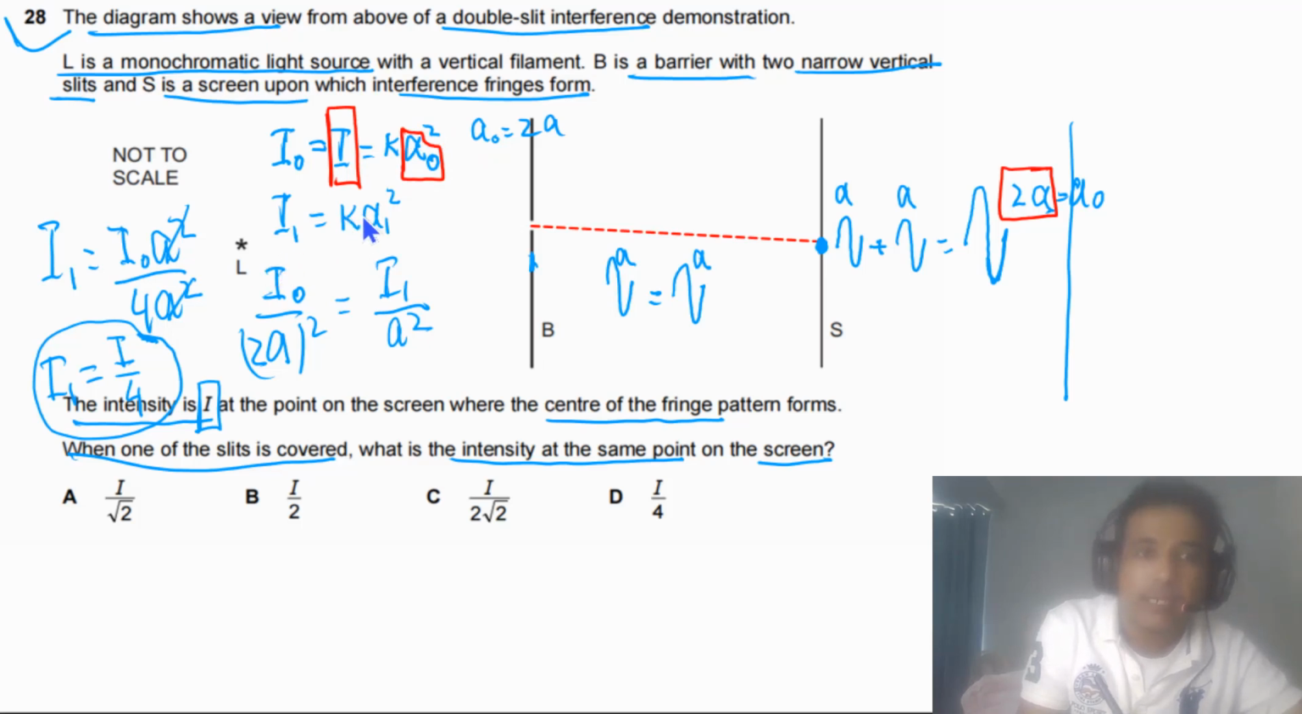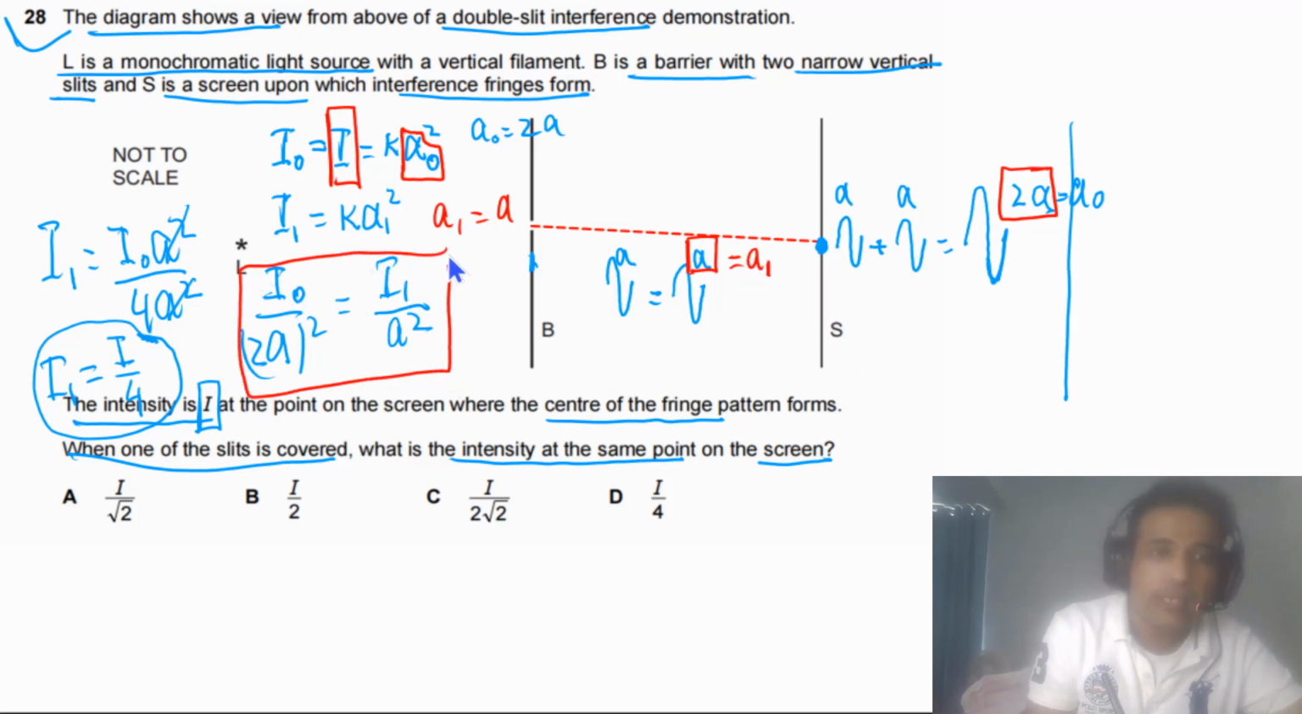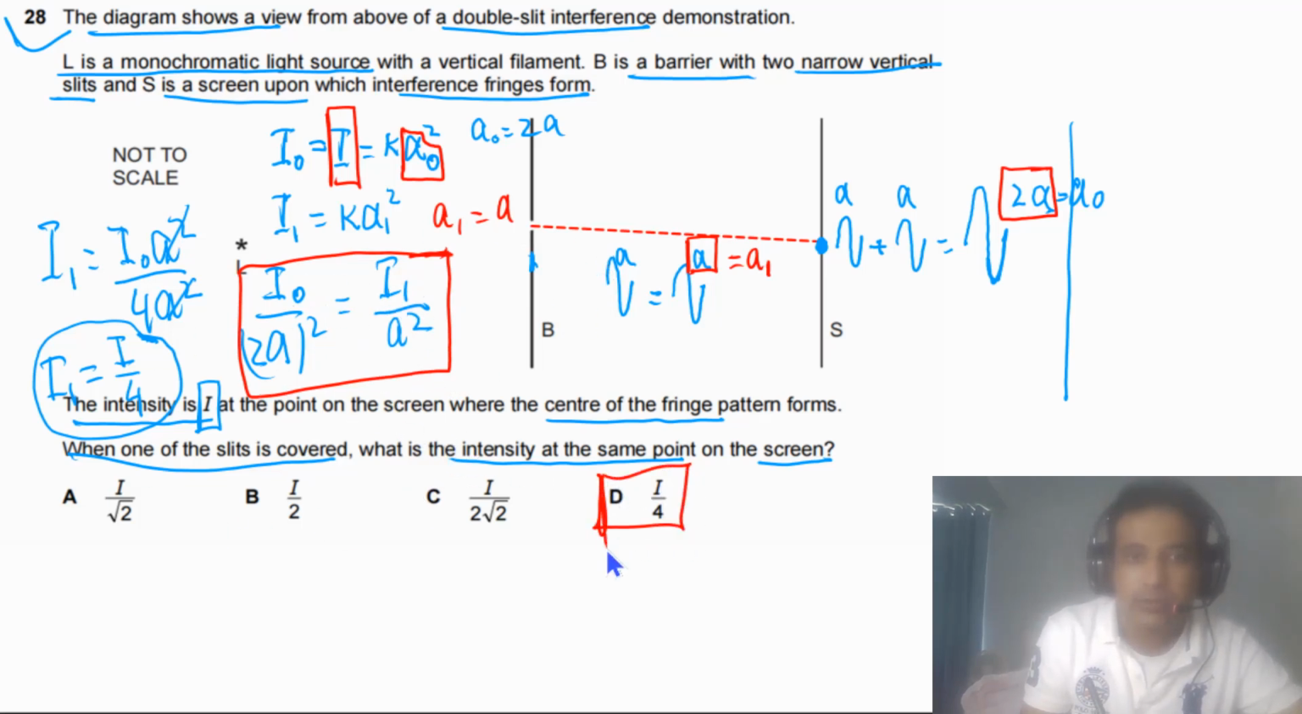So I1 also has to be equal to K times amplitude 1 square, A1 square, and amplitude of the second wave is A, so A1 is equal to A. We can also write out here, this is A1. Now simply we need to equate these two and we can find out I1. So our final answer for this question has to be D.